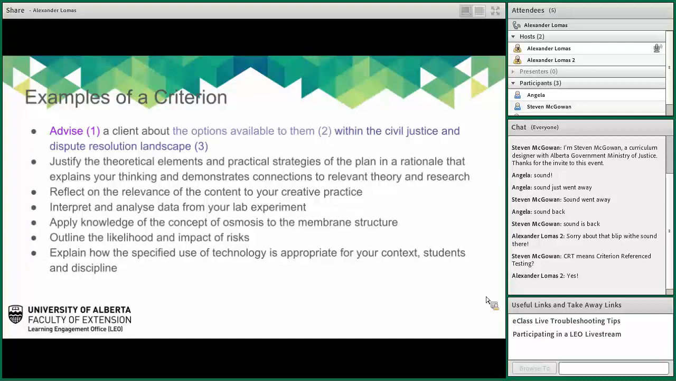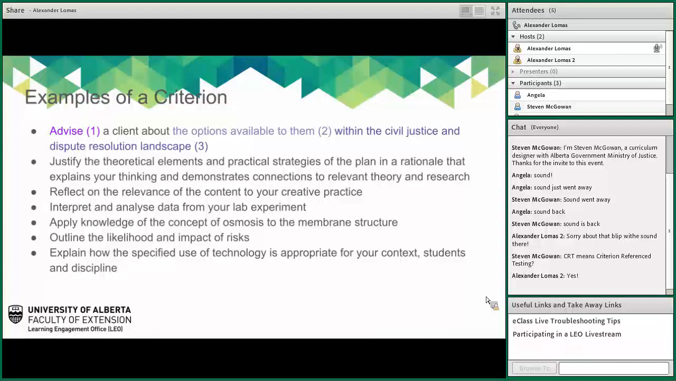Interpret and analyze data from your lab experiment, right? Apply knowledge of the concept of osmosis to the membrane structure. I can go out and do that tomorrow. Some of these things require some knowledge, of which I have none. Outline the likelihood and impact of risks. Right? Explain how the specified use of technology is appropriate for context, students, and discipline.